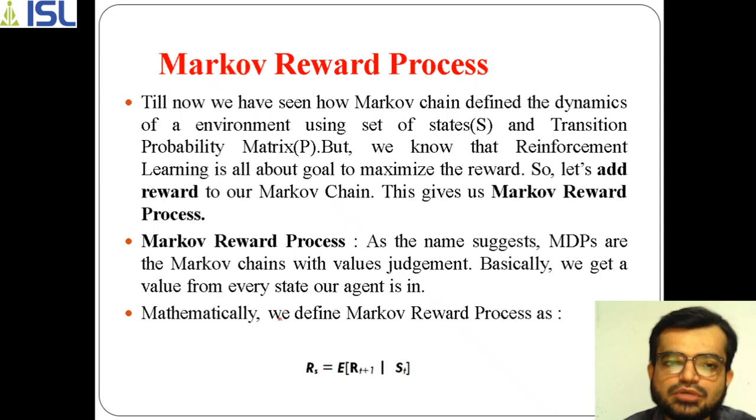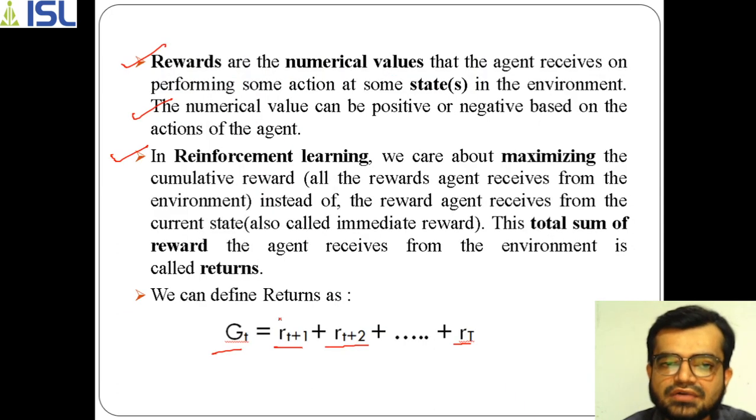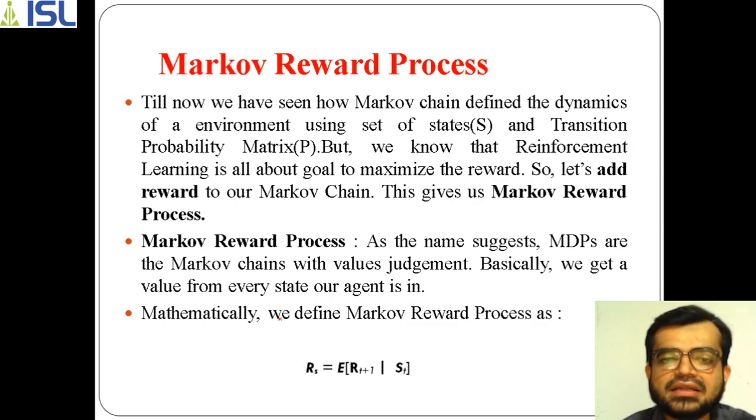The next thing is the Markov reward process. Now we have seen rewards and returns, and this reward we are implementing in a Markov process. As we have already seen, a Markov chain is a random process moving from one state to another state, which is a memoryless process. Now we are implementing this Markov chain in a reward process.